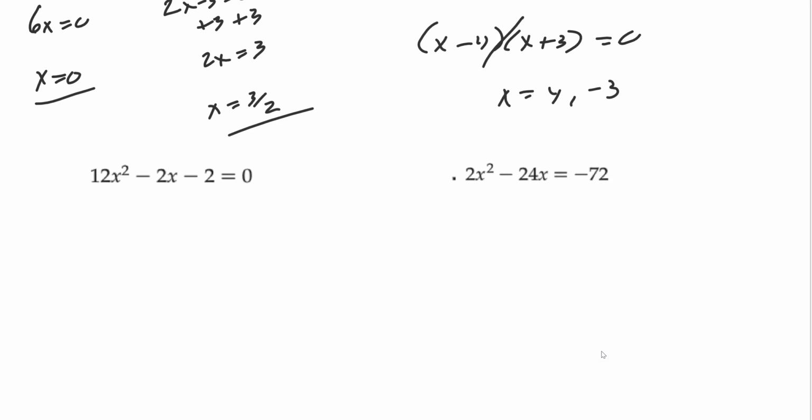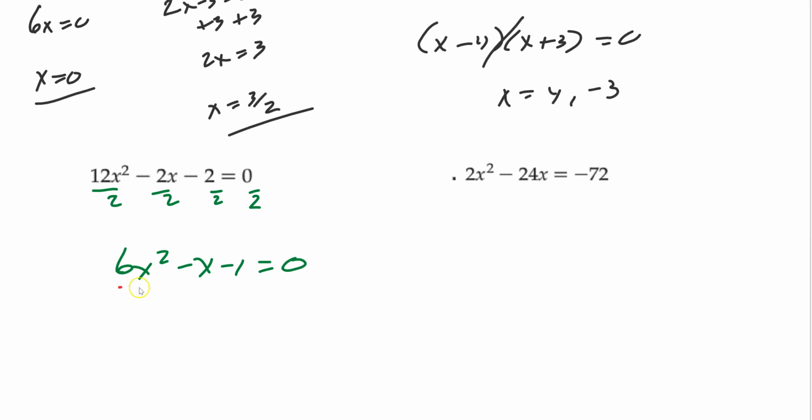A couple more. So this first one here. Remember, I say it's always set equal to 0, and I always say pull out the monomial. Well, in this case, only because you're solving, you can actually divide by the monomial. Let's divide everything by 2. And then we'll get 6x squared minus x minus 1 equals 0. That makes our life easier. I still got to solve the same way. I got to factor it and set equal to 0.